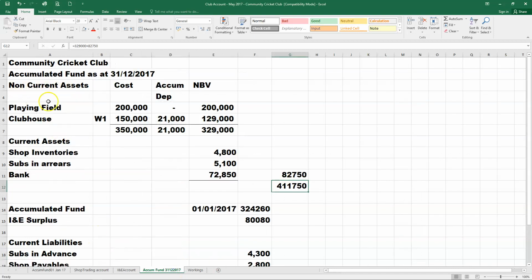Then my next job is to do my accumulated fund. Okay, so this is my Community Cricket Club, and it is statement of accumulated fund as at the 31st of December 2017. So again, we're going to do our non-current assets and we're going to do our current assets, okay, for our first item starting off. So our non-current assets always set up your cost, accumulated depreciation, and your net book value.